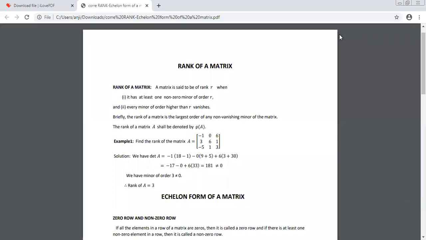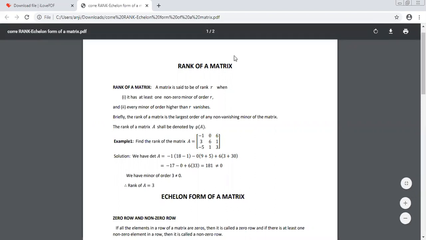Hello everyone. In this lecture, I am going to explain about the rank of a matrix and how to find the rank of a matrix by echelon form. So first we see the basic definition of rank of a matrix.